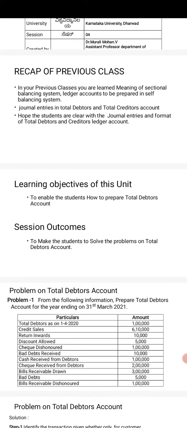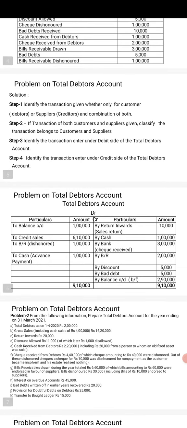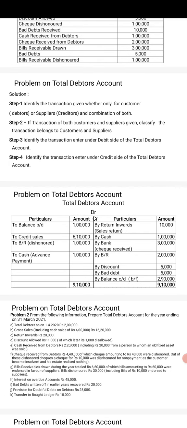Next, bills receivables dishonored. This is under the debit side of the total debtors account. Now you have to see the account like this. You have to balance brought down 10,000, to credit sales 6,10,000, to bills receivables dishonored, bank 1 lakh, to check 1 lakh. By return inwards, also called sales returns, rupees 10,000.